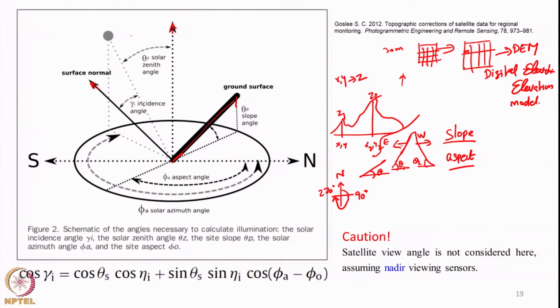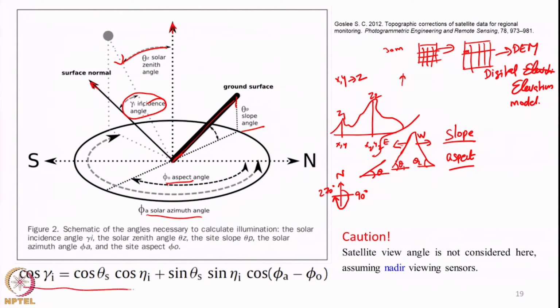Okay. So, here we need to know the solar zenith angle, the sun's vertical angle from vertical, and we should know the site aspect, solar azimuth angle and site slope. If we know all these things, we will be in a position to calculate the incidence angle. Due to the slope, the incoming solar radiation will now fall at a different angle. What angle is that? We will be in a position to calculate.